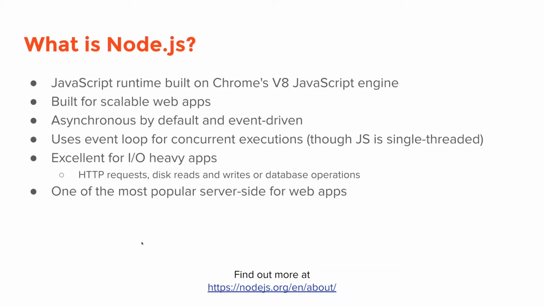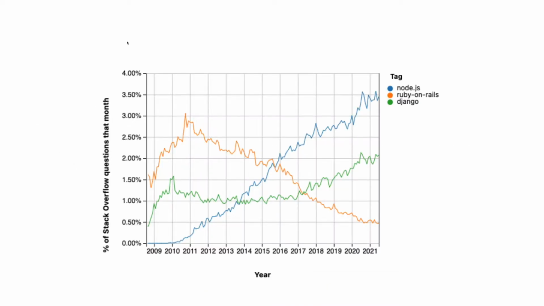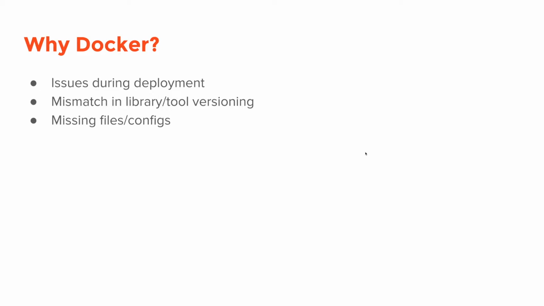And Node.js is actually one of the most popular server-side languages or frameworks for web applications, and you can find out more on nodejs.org. This is a chart from Stack Overflow, and I like to use Stack Overflow because it really shows how active the dev community is about a particular language or framework. We can see that the trend for Node.js has been on the rise ever since 2009, 2010, right? It has actually surpassed its competitors like Ruby on Rails or Django. So it's really one of the more popular ones that developers like to use to kickstart their MVPs or web applications today.